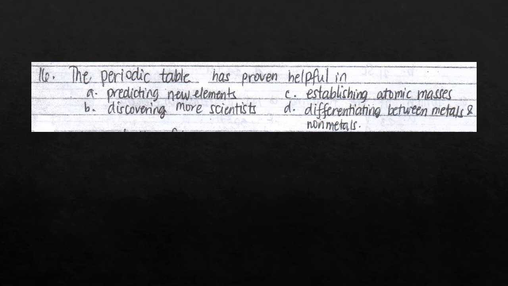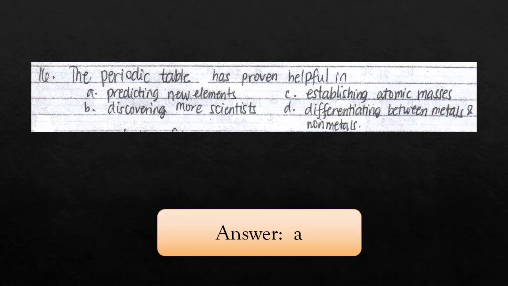Number 16. The periodic table has proven helpful in A. Predicting new elements, letter B. Discovering more scientists, letter C. Establishing atomic masses, or letter D. Differentiating between metals and non-metals. Now the answer is letter A, predicting new elements.